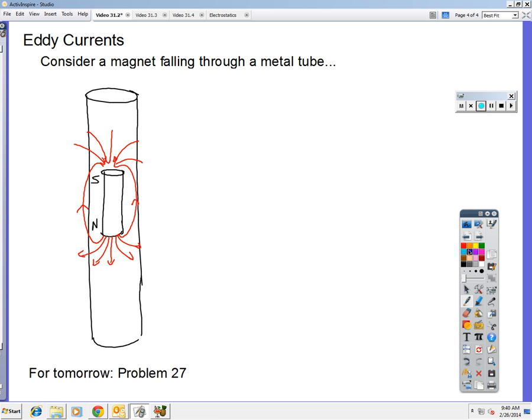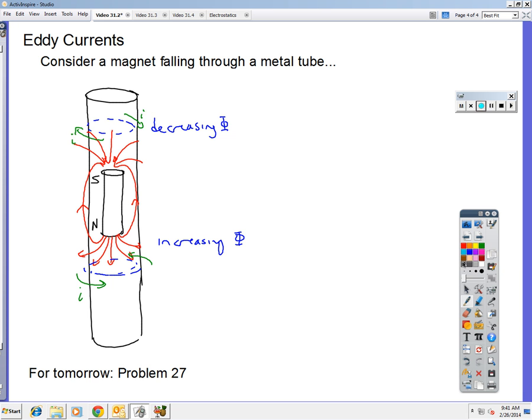And as it falls through the tube, each part of the tube behaves like a little loop of wire. So for this loop below the magnet, what happens is that you have an increasing flux, which means that according to Lenz's law, you get a current flowing that way. And that creates its own magnetic field that pushes up on the magnet. You also, in the loop above the magnet, have a decreasing flux as it falls, and therefore a current pointing in the opposite direction, which will pull upward on the magnet.